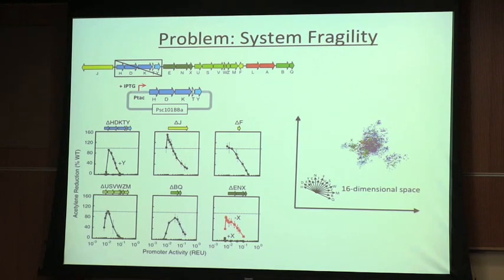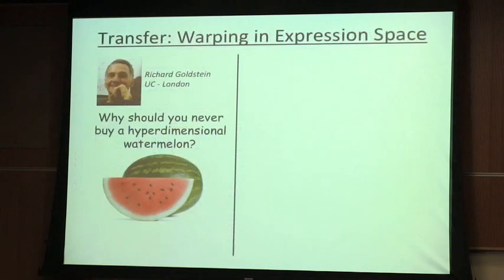So I know it's hard to think about 16-dimensional spaces. And when I was a student at the University of Michigan, my advisor was Richard Goldstein, and he used to tell these really bad math jokes. And one of his math jokes is, why should you never buy a hyperdimensional watermelon? And as it turns out, as you increase the dimensionality of a space, the surface area over the volume goes to infinity. And so as you increase the dimensionality, most of the volume is on the surface. And so the reason you don't buy a hyperdimensional watermelon is that it's all rind. And I know it's bad, I warned you.